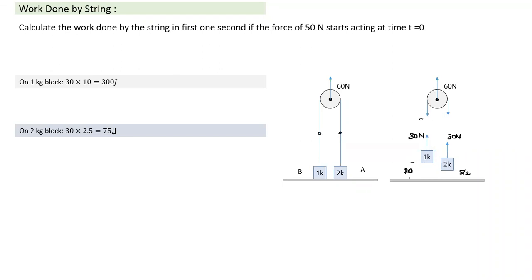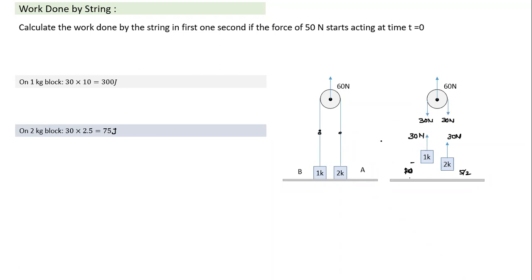So this 30 Newton force acts here as well, and this 30 Newton force acts here as well. Depending on this point, which is connected to the pulley, this also will have some displacement. What displacement will it have? So one way to understand it: this part also will undergo some displacement. How much displacement will this point undergo?